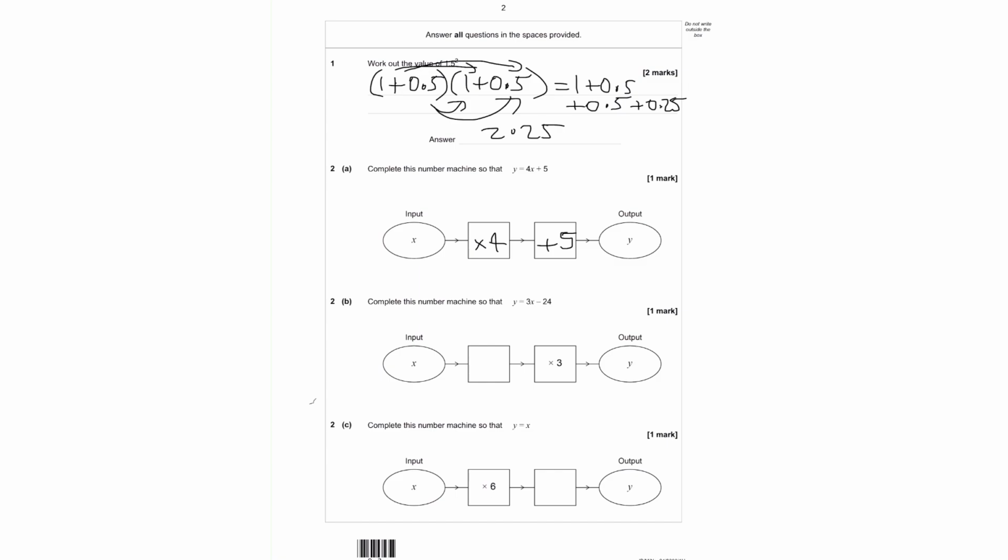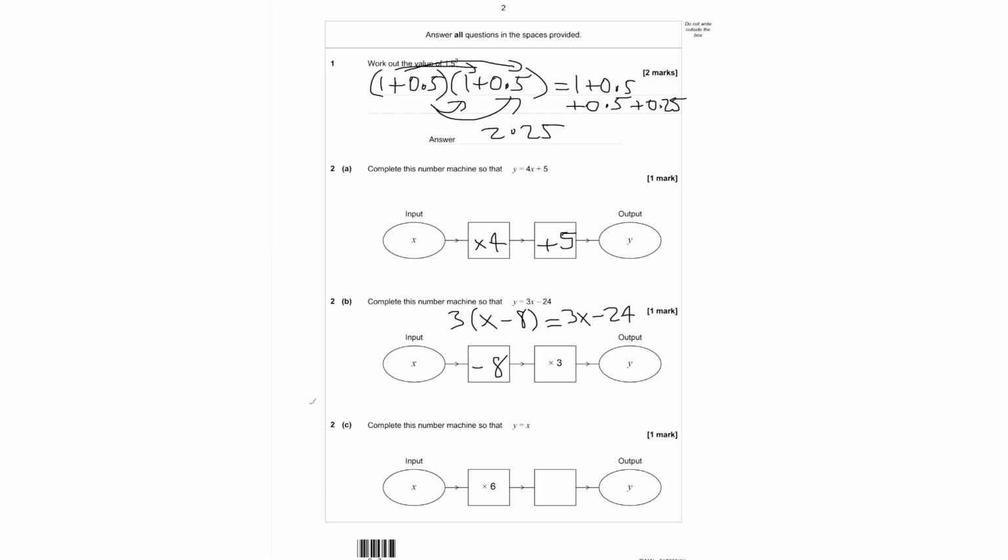For part B, we have that y is equal to 3x minus 24. Now, what makes this slightly tricky is that we can see that we have a first step and then we have multiplied by 3. Obviously, an easy way of doing this would be x multiplied by 3 minus 24 equals y. But in this case, how do we go from x to y if our second step is to multiply everything by 3? Well, the answer is to subtract 8. If we have x minus 8 and we multiply that by 3, we get 3x minus 24. So just have to be careful on that second one.